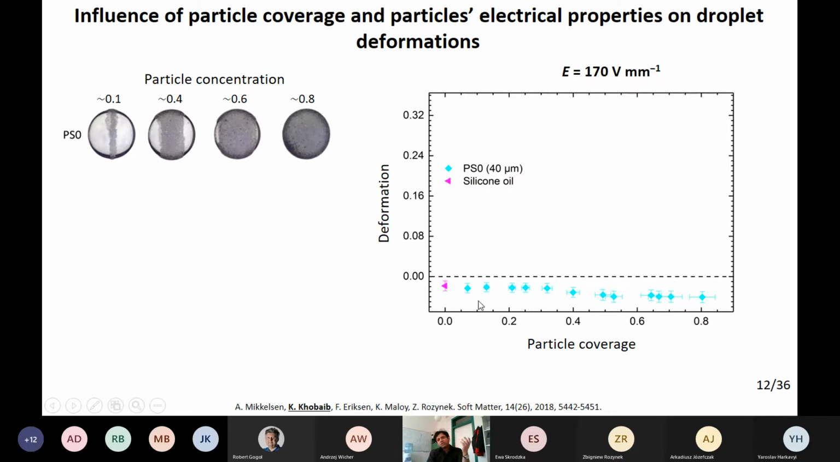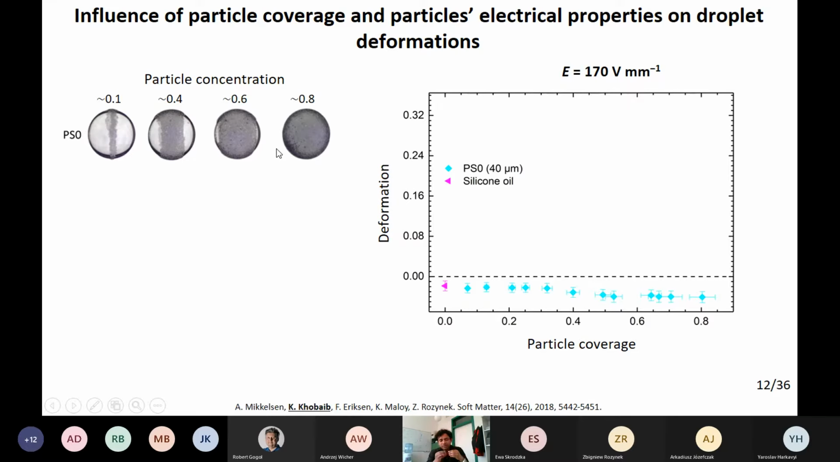The question is why the deformation magnitude increases with increasing particle coverage. Polystyrene particles are less conductive than the silicon oil droplet, and when we add the particles at the drop interface, the conductivity of the droplet decreases.